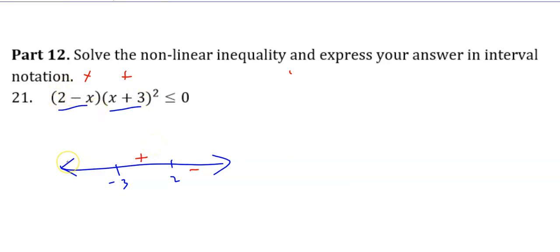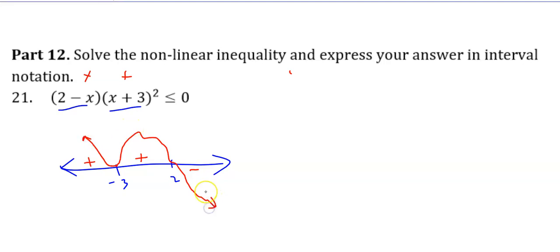And plug in a number smaller than negative 3. How about negative 10? So 2 minus negative 10 is positive. Negative 10 plus 3 is negative, but squared is going to be positive. So that's also going to be positive. This is kind of a weird one, right? It's going to start low, it's going to kind of go through. It's got a touch here, but it doesn't have to go through. It stays positive, evidently, so it's going to kind of bounce off that point.